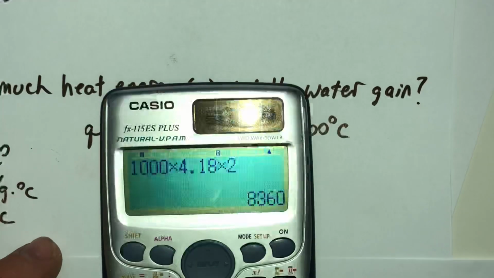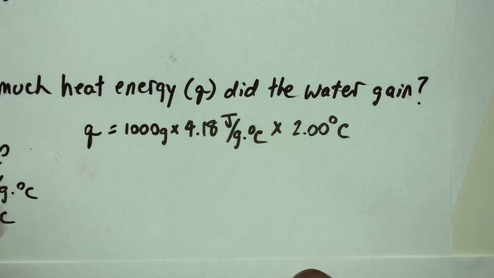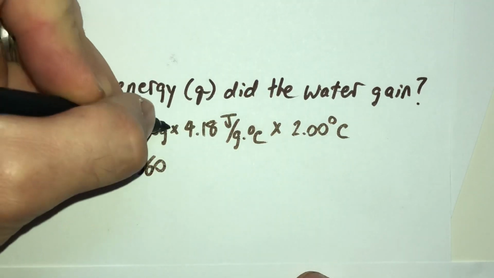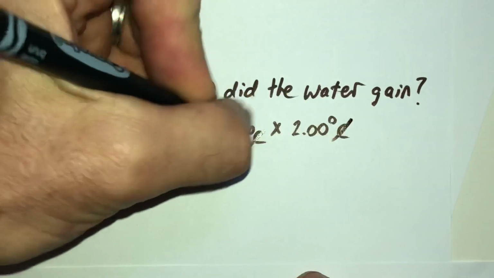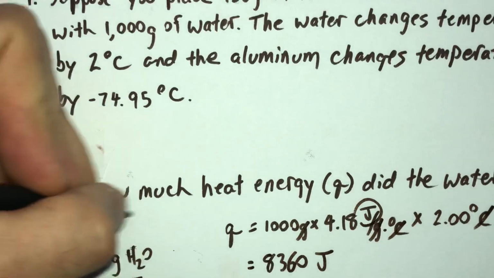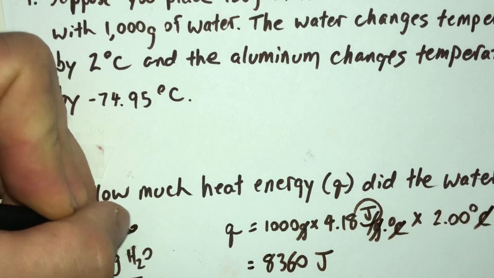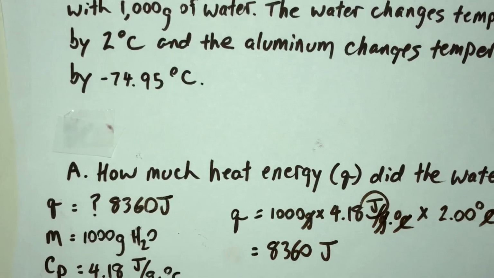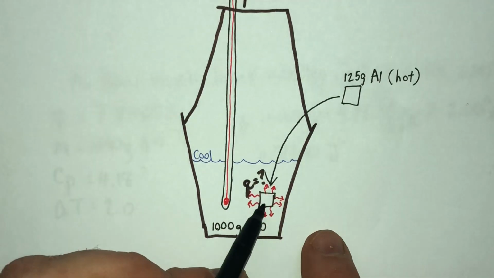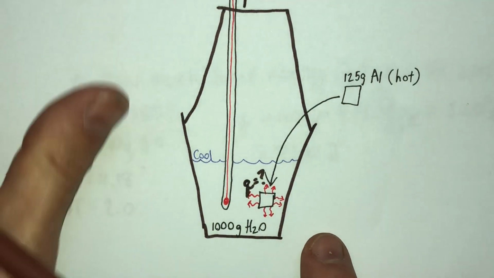So that's 8,360. 8,360, not grams, not degrees Celsius, but joules. Okay, so 8,360 joules. So that is how much heat was released from the aluminum into the water.